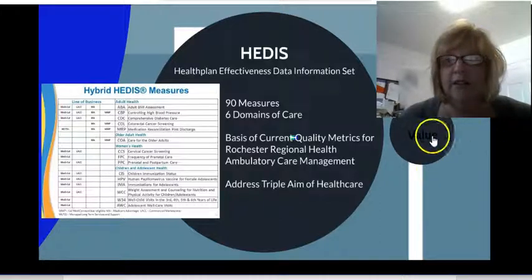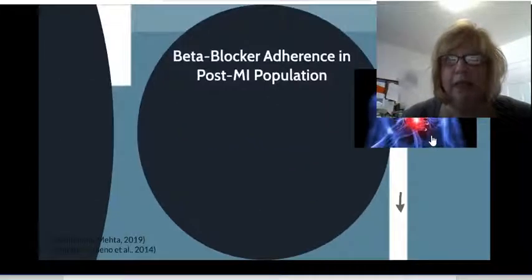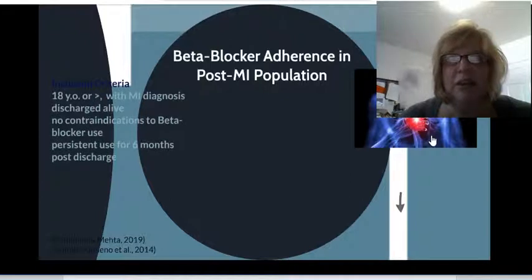Let's consider the HEDIS measure for compliance with beta blocker use in post-MI patients. This measure assesses adults 18 years of age and older who are hospitalized and discharged alive with a diagnosis of acute myocardial infarction and who received persistent beta blocker treatment for 6 months after discharge.